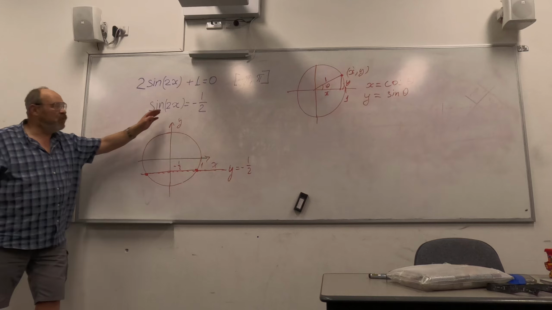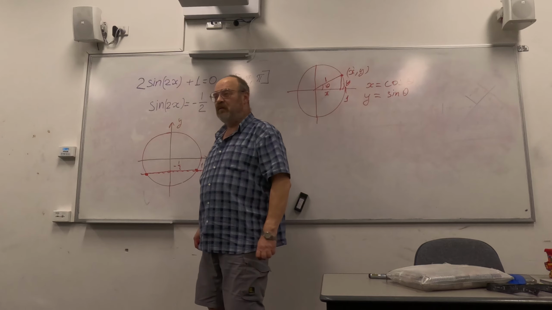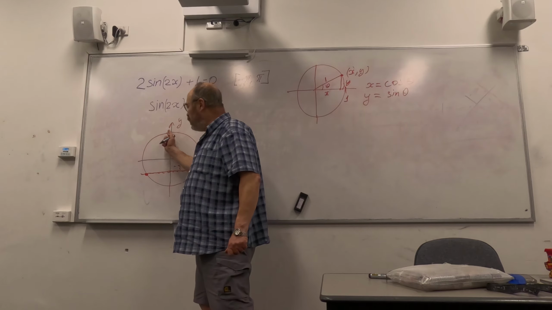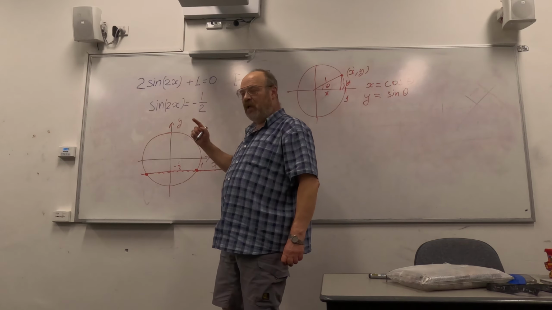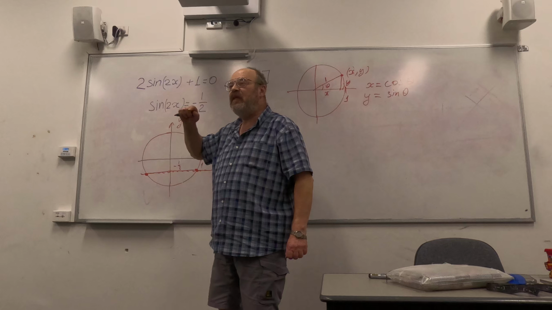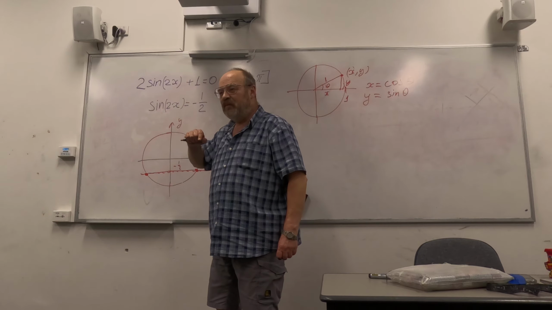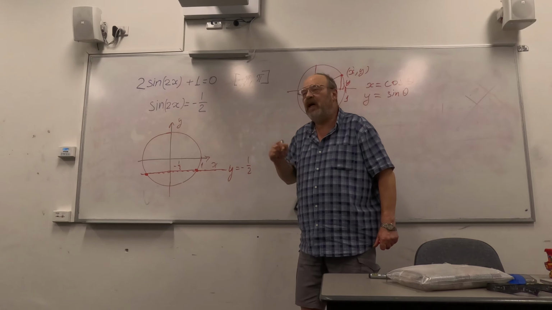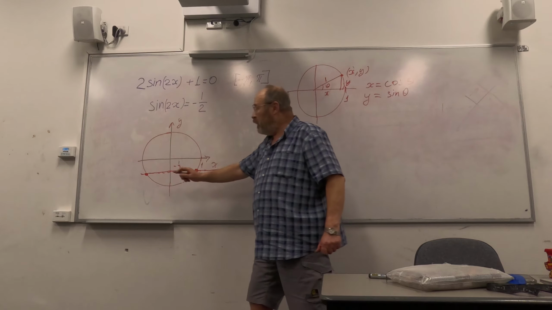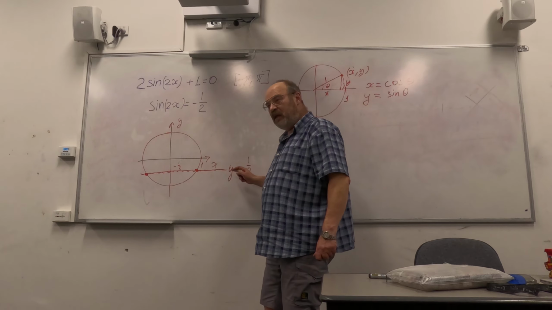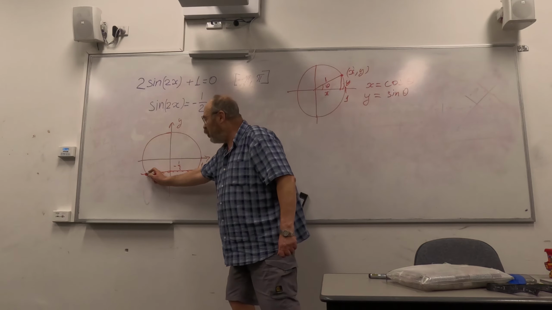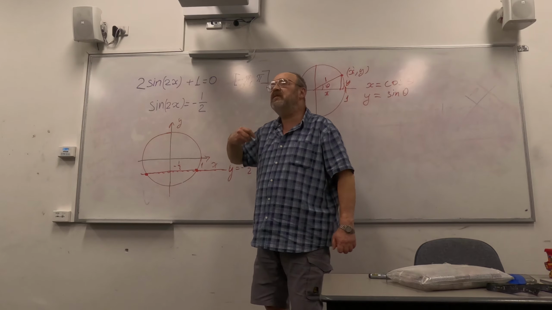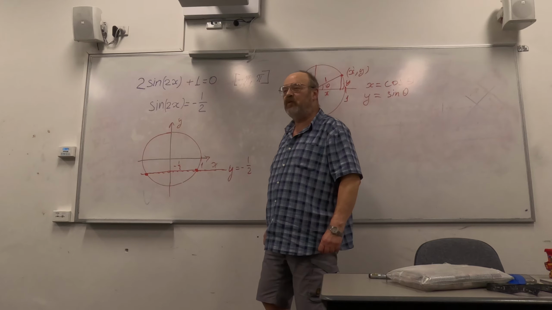Because what is sine? It is the y coordinate. And we are looking for points on the unit circle where y equals negative 1/2. So we draw the line y equals negative 1/2 because sine is the y coordinate, and we look at where this horizontal line, negative 1/2, meets the points on the unit circle whose y coordinate equals negative 1/2. Because sine is the y coordinate of the point on the unit circle.